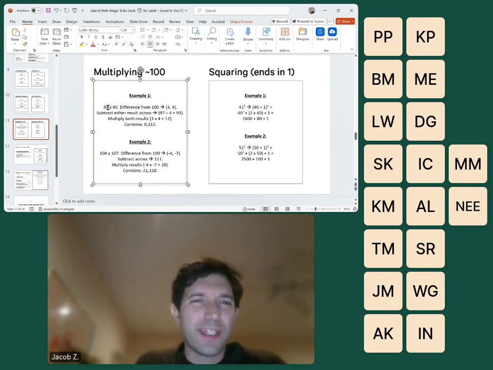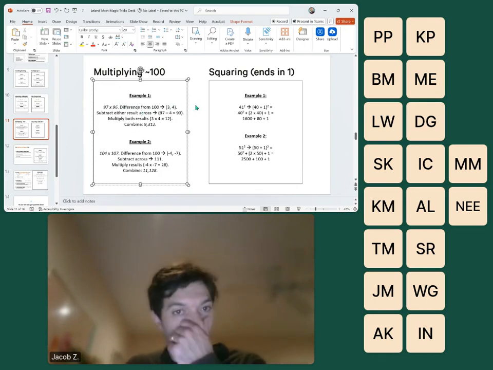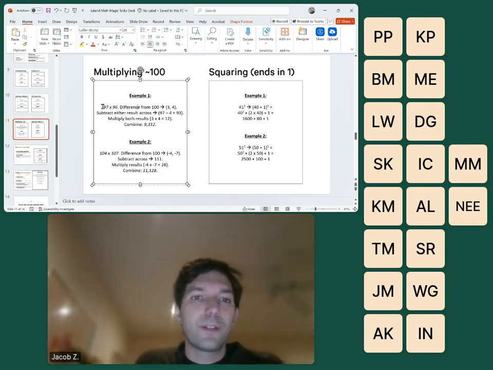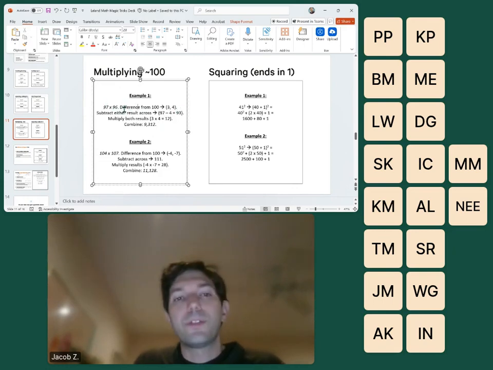But if you have numbers like 97 times 96, right? Those are numbers close to 100. You can use these steps. So think of these as a difference from 100. The first number is 3 less than 100. Second number is 4 less than 100. So 97 is 3 away from 100. 96 is 4 away from 100.